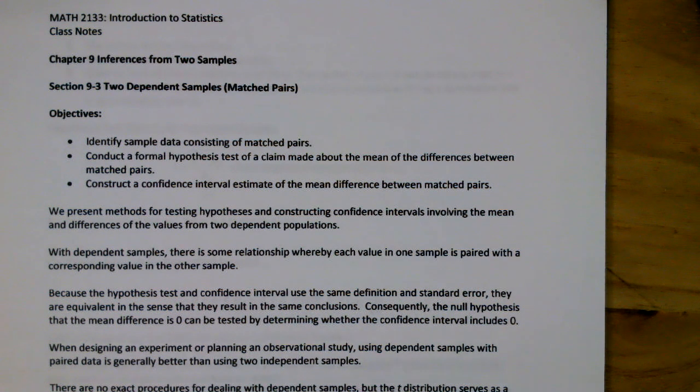And in this section, we'll identify sample data consisting of matched pairs, conduct a formal hypothesis test of a claim made about a mean of the differences between matched pairs, and construct a confidence interval estimate of the mean difference between matched pairs. Okay, so we'll be presenting methods for testing hypotheses and constructing confidence intervals involving the mean and differences of the values from the two dependent populations.